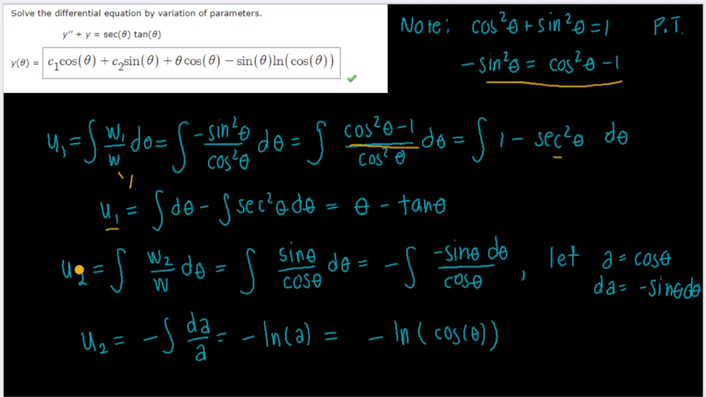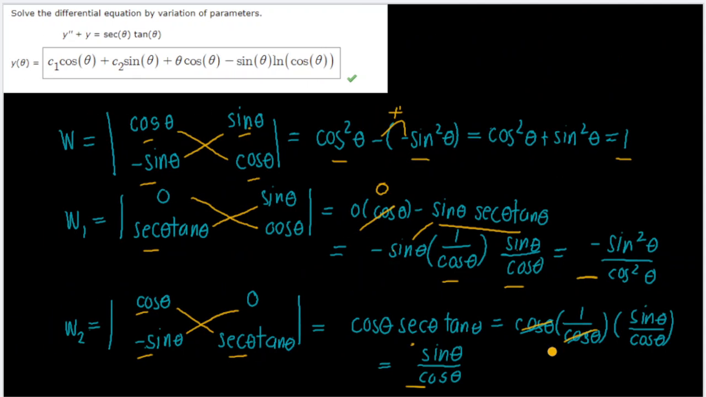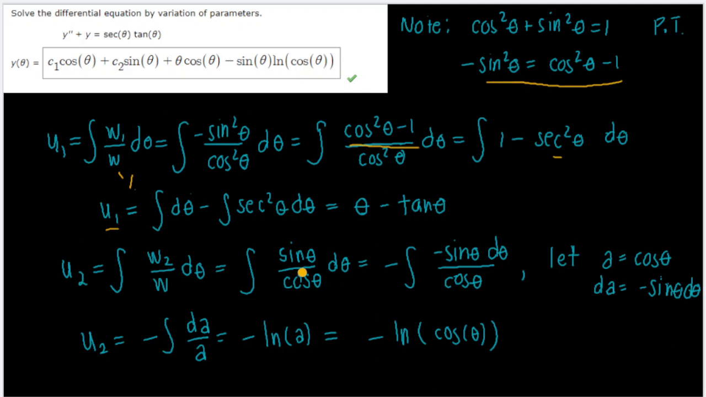And let's also find the value of our u sub 2. It is the integral of W sub 2 over W with respect to theta, and our W sub 2 is sine theta over cosine theta. Let's integrate that, letting a equal cosine theta, and da is equal to negative sine theta d theta. That's why u sub 2 is equal to negative integral of da over a. The integral of this is just negative ln of a. Substituting back the value of a in terms of theta, cosine theta, we have negative ln cosine of theta.